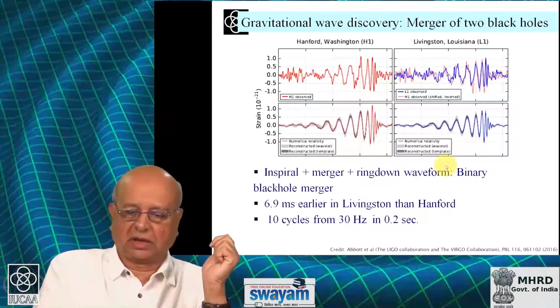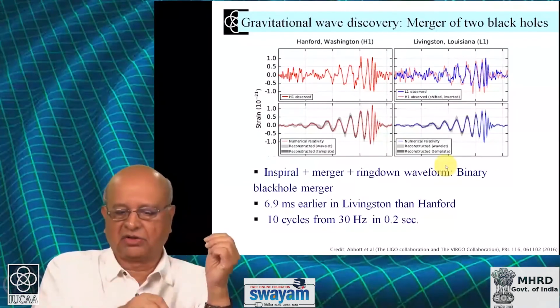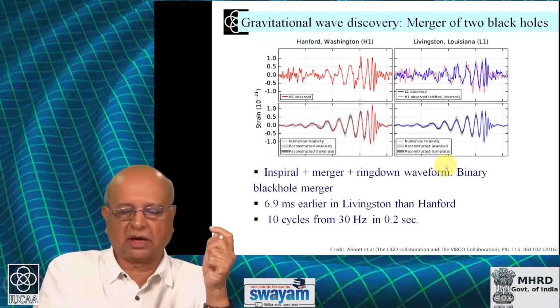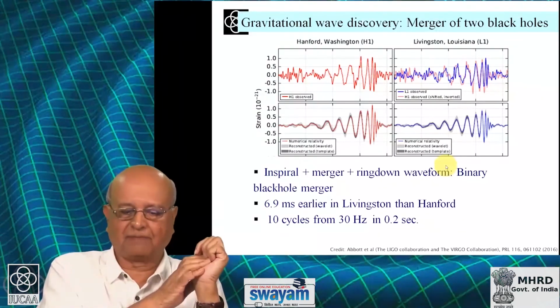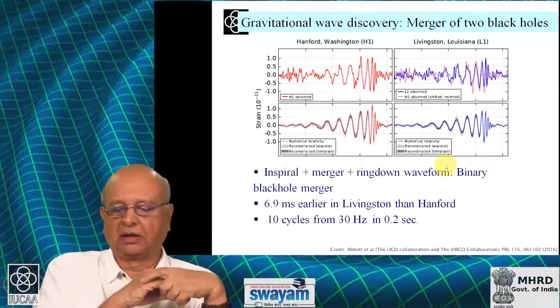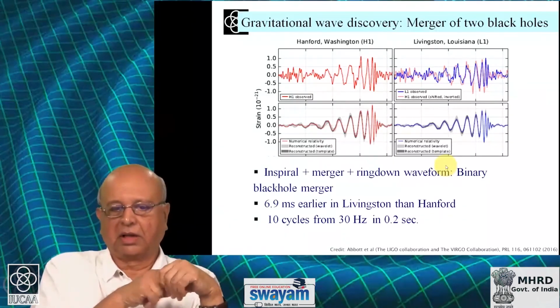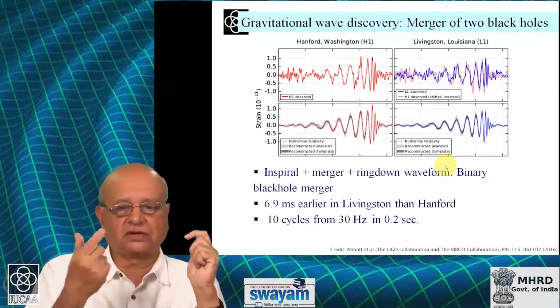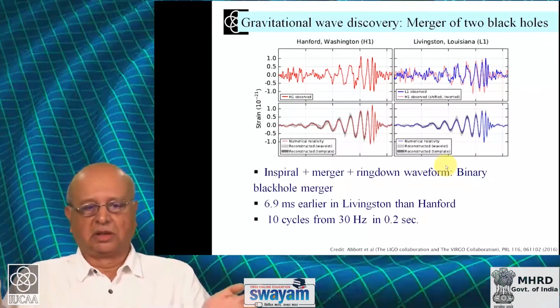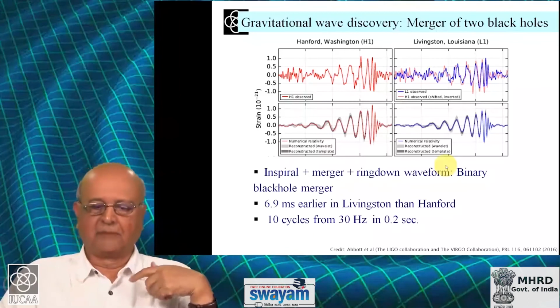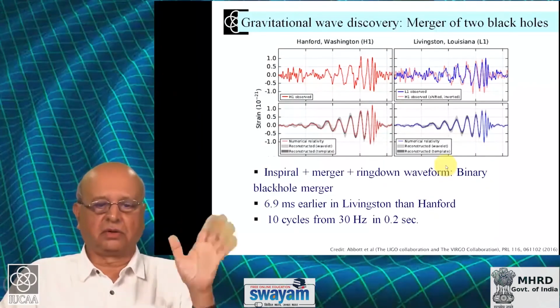So, it arrived there, but then they are shifted by that 6.9 milliseconds, the Livingston waveform, and they are placed one on top of each other. And only 10 cycles were seen, from 30 hertz, and the waveform vanished in something like 0.2 seconds because the masses were so large. If the masses are large, the things fall together quickly, and within 0.2 seconds the whole signal disappeared.